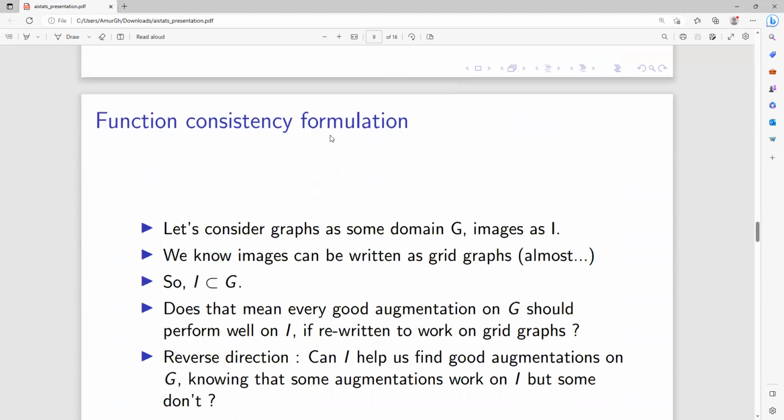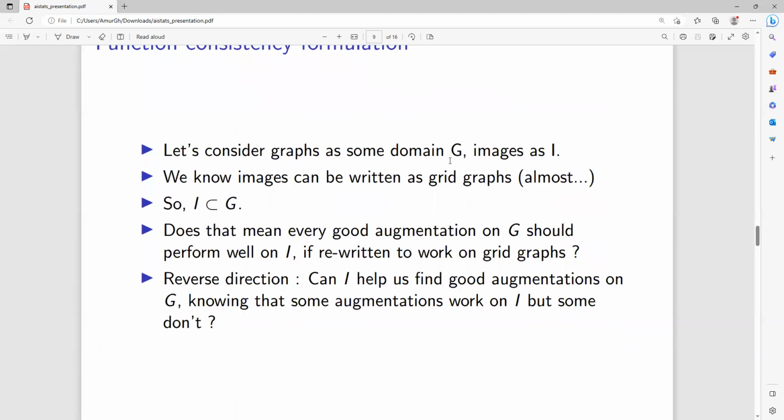So maybe what's going on is like this. We have graphs as the domain G, and the images are as I. And you can kind of write an image as a grid graph, right? So we can perhaps say that I is a subset of G. And we want to find a good augmentation on G. And we have a good idea of what augmentations work well on I, right? So the idea is something like function extension, where you have a function that works well in a domain and you want to extend it to the unbounded domain.